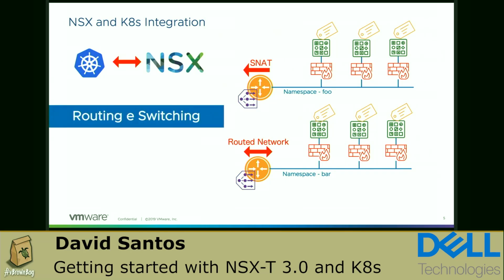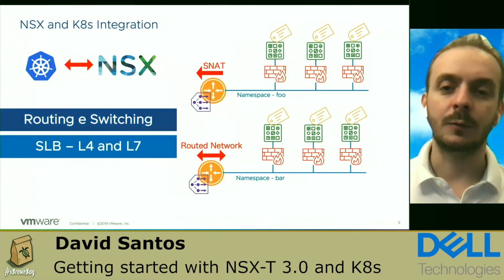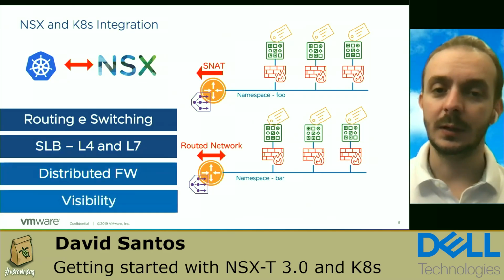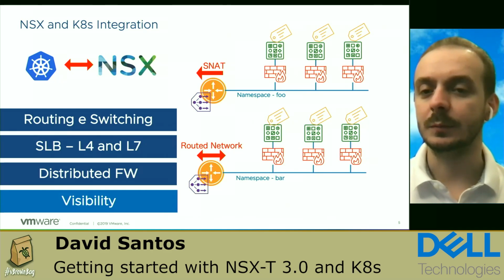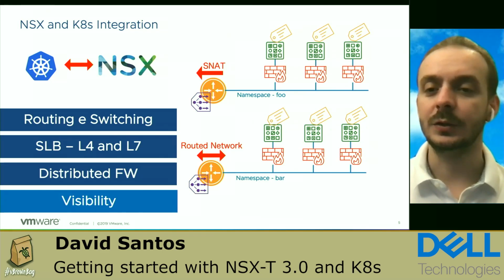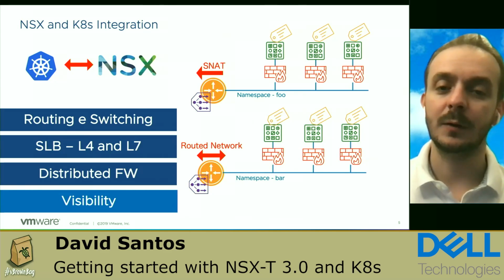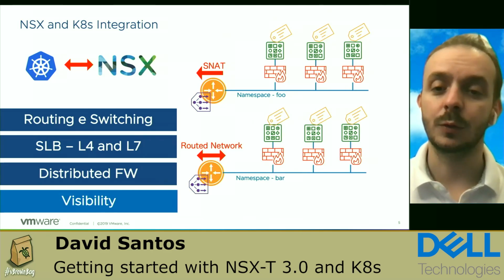So NSX will provide routing, switching, load balancing, either L4 or L7, distributed firewall, and also visibility. Visibility is something really nice: you can check the connectivity from a container pod to a database VM and check the communication between them, whether a firewall rule is blocking the communication, or whether the communication is working fine.